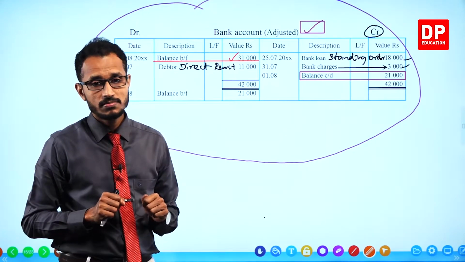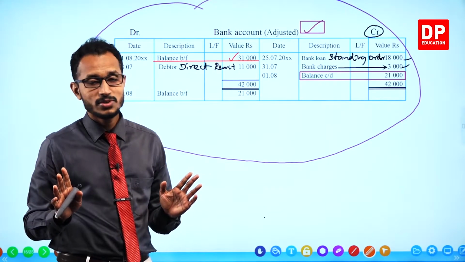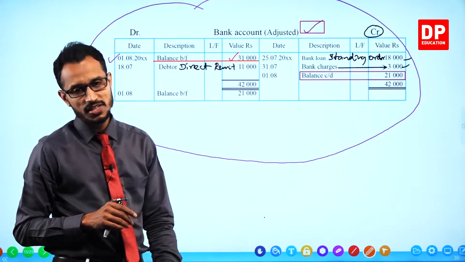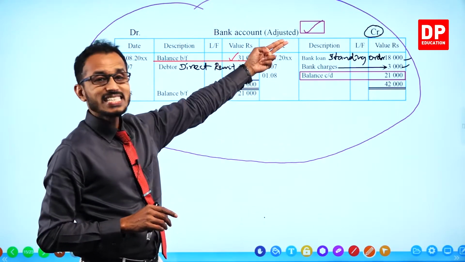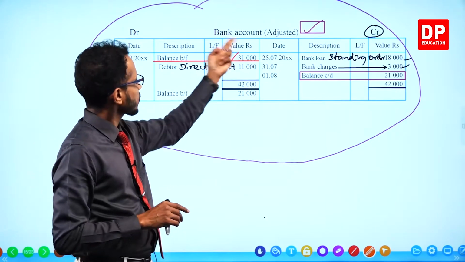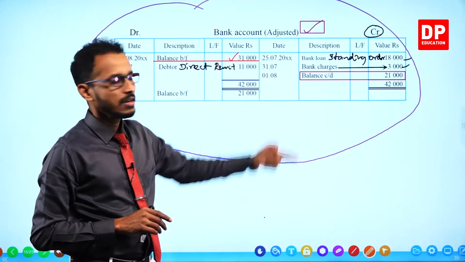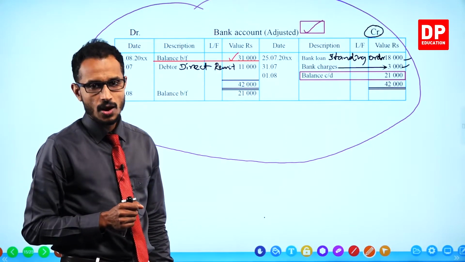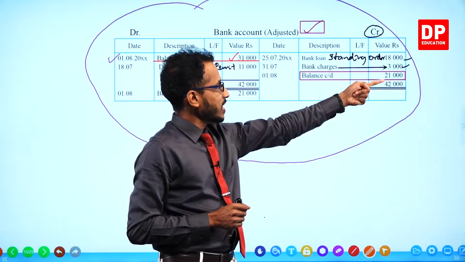No, children. I'm sorry to disappoint you. It's not yet done. This is the first part of the question. Preparing the bank account, adjusted bank account. Preparing the bank account, which is the updated bank account. This is just the beginning. This is the first part of the question. Okay. The balance carried down is here.